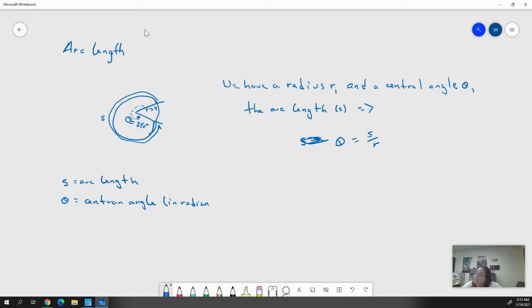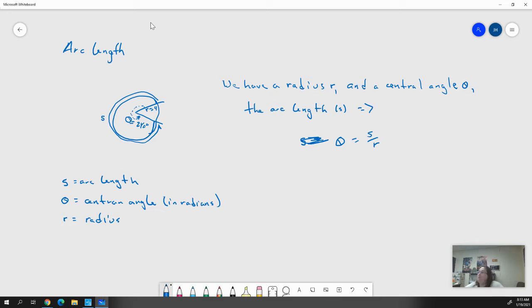So if it's given to us in degrees as it is up here, we have to convert that to radians, which we learned how to do. And then R is the length of our radius. If we're given any two of these pieces, whether it be theta, arc length, or radius, we should be able to solve it. If I want to know what the radius is, I would just multiply the radius by both sides and divide out the theta, and then I know it's S over theta.